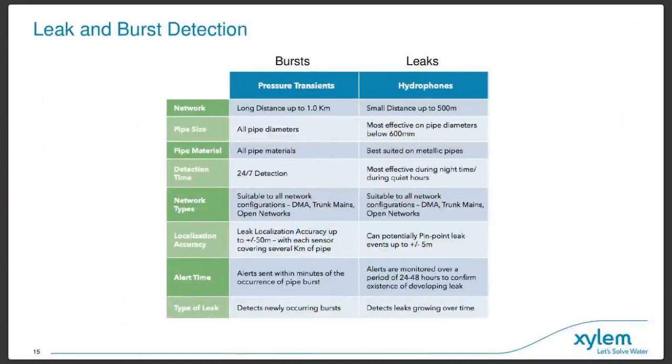So I mentioned that we're measuring, in this example with these loggers, pressure transients and hydrophones. And the reason that you would want to be measuring acoustics and pressure is twofold. With pressure transients, very quick changes in pressure, you're interested in instantaneous potential failures of pipes, so bursts, and responding to them as quickly as possible.